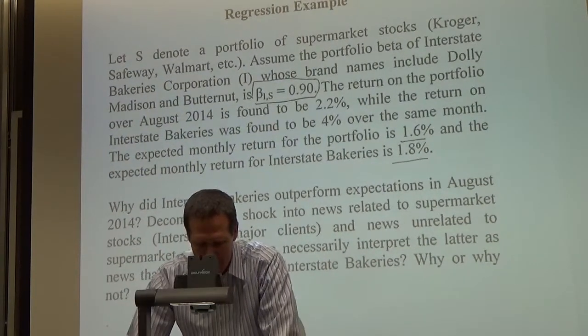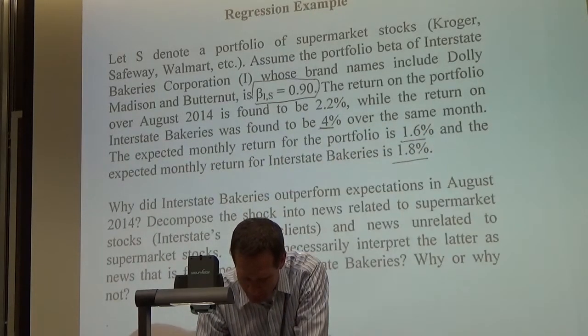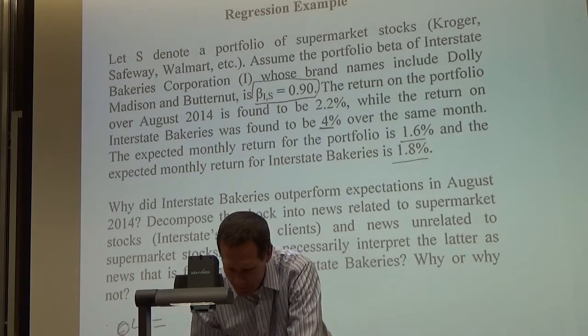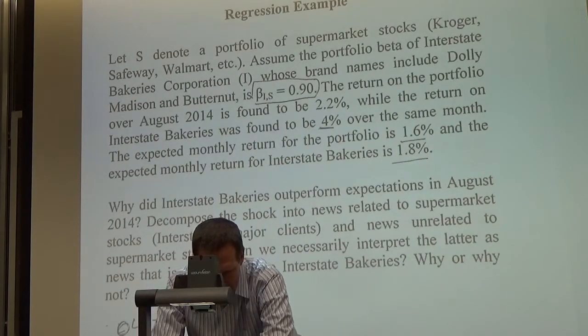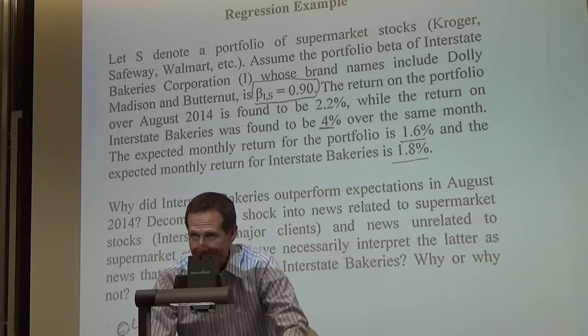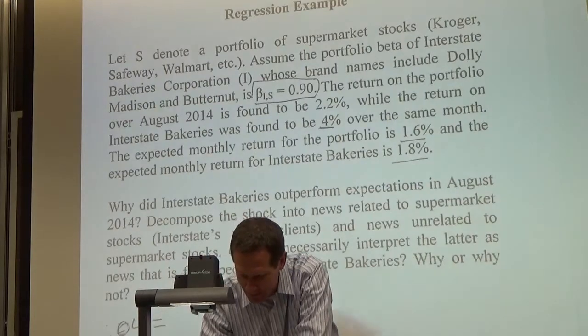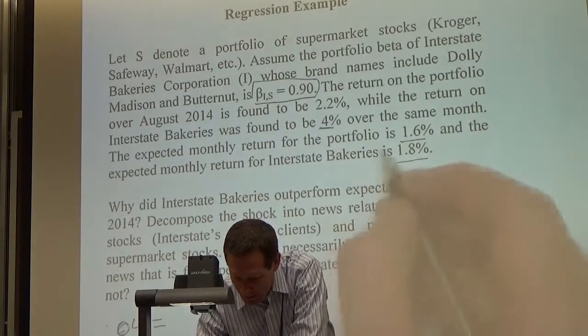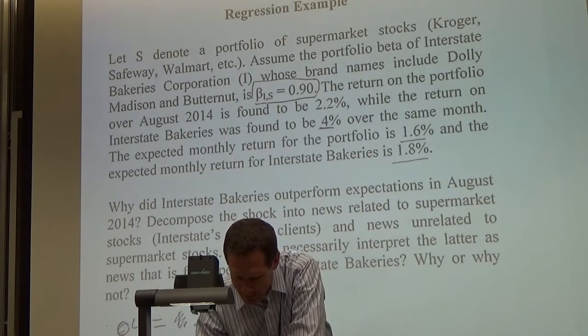Why or why not? All right, so we're trying to explain this high return for Interstate Bakeries for August of 2014. We got a 4% return. We're going to have three pieces to this return. It's going to equal what we expect it to be, plus these two kinds of shocks. So we expected Interstate Bakeries to return 1.8%, so 0.018. That's the expected return.